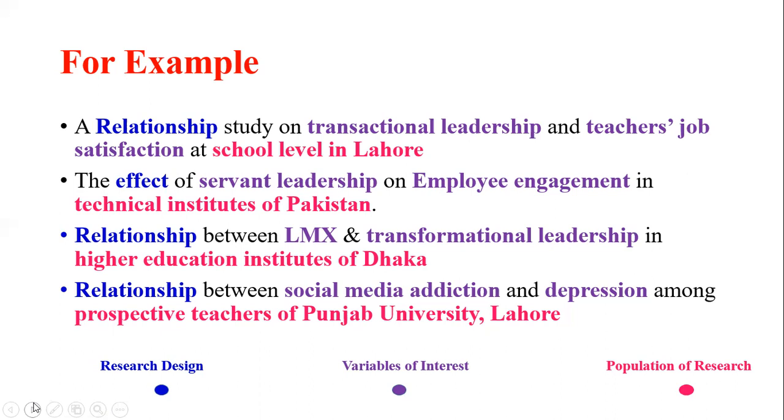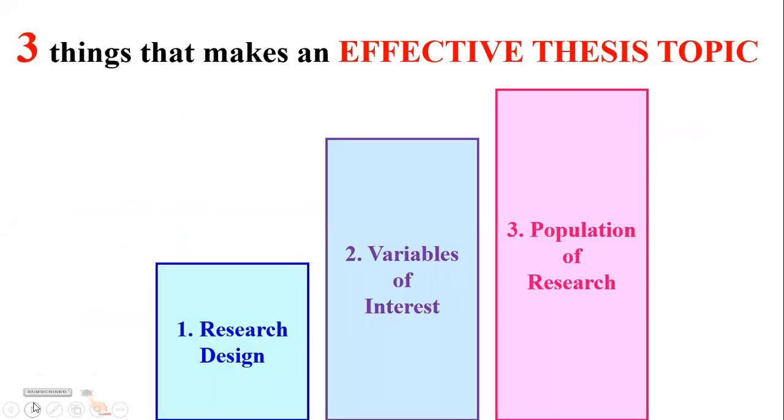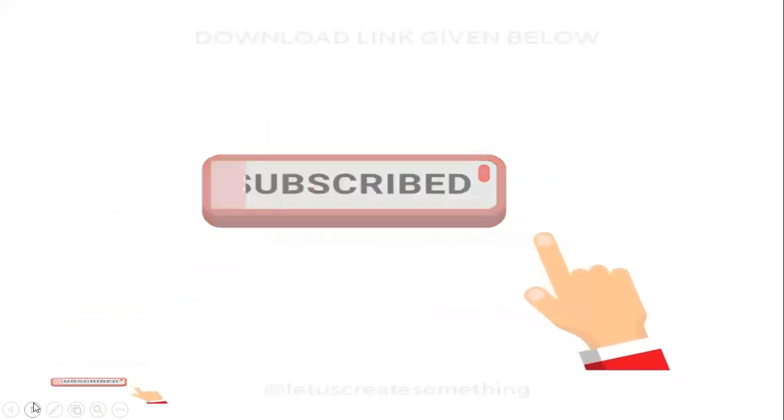Students just focus on variable of interest. I would repeat once again, variable of interest does not clarify your thesis topic. A thesis topic requires these three things. First, research design, second, variables of interest, and the third one, most important, population of research, where you should collect your data, right? So I hope you can understand.